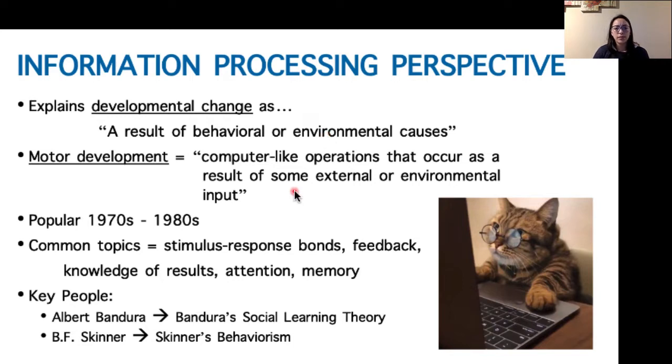Now, according to this perspective, the brain acts like a computer. So it will take in information from the environment, process that information through neural circuits, and then create an output that is then sent out to our muscles to generate a movement. So motor learning and developmental processes can then be described in terms of computer-like operations that occur as a result of some external or environmental input or stimuli.